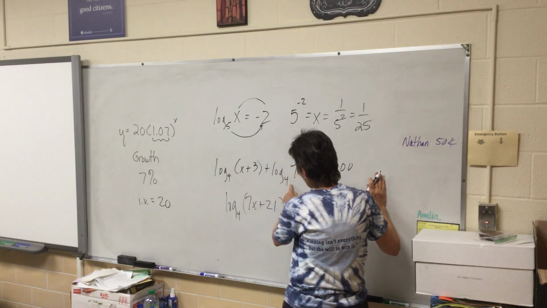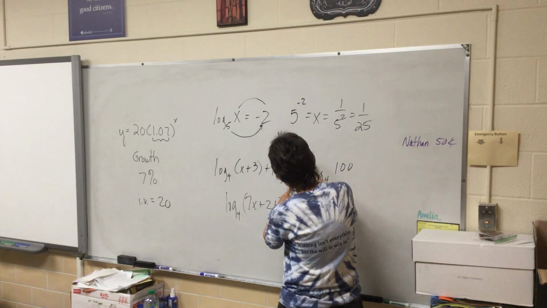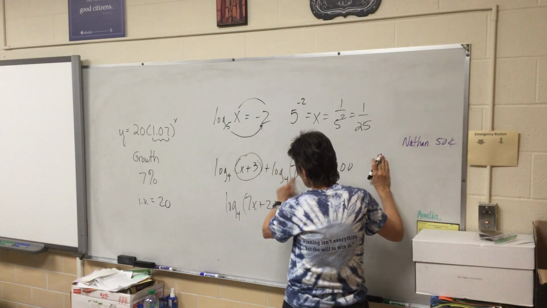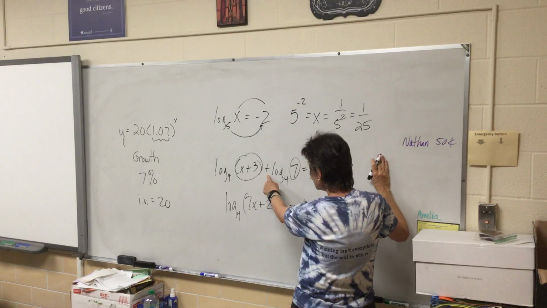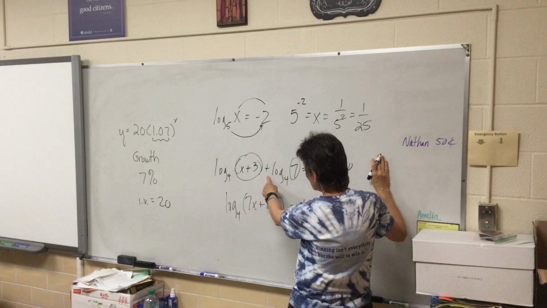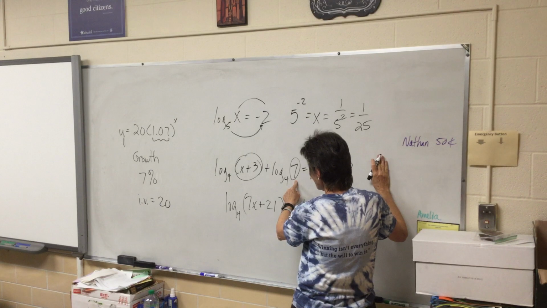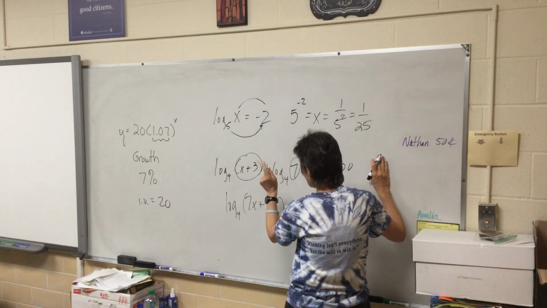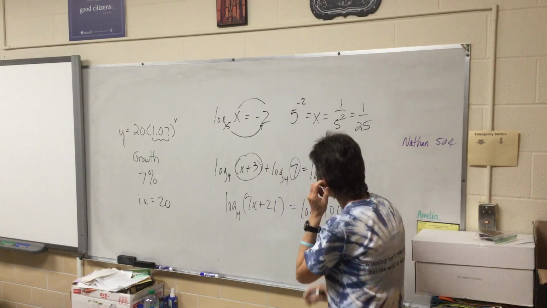When logarithms are added, it means these two things have been multiplied. So 7x plus 21. If that had been a subtraction, it would mean these two things were divided. So this would be (x plus 3) over 7 if that had been a minus sign.